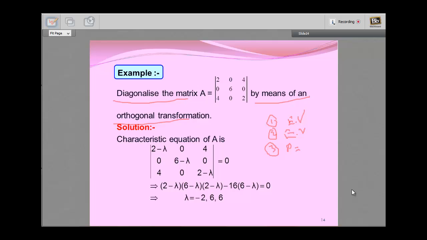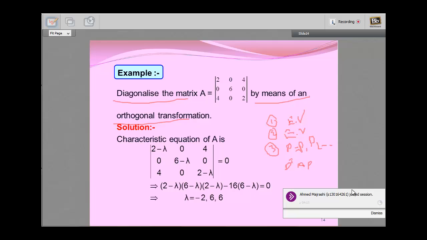P will be equal to p1, p2, p3, and so on. After that, we write the orthogonal transformation as P transpose AP. So step 1 is the same, step 2 is the same, and step 3 is slightly different: in place of the inverse we will use the transpose. This is the only difference between the orthogonal transformation and simply diagonalizing the matrix.